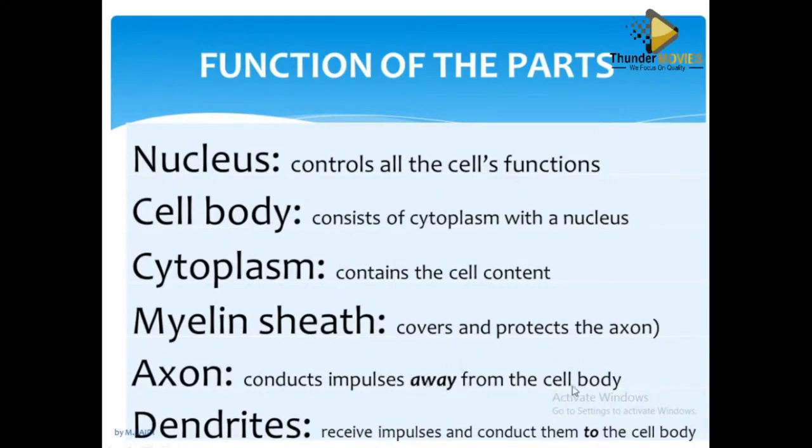And then we have the dendrites. This one conducts the impulse to the cell body. So the axon is like the opposite of dendrite.